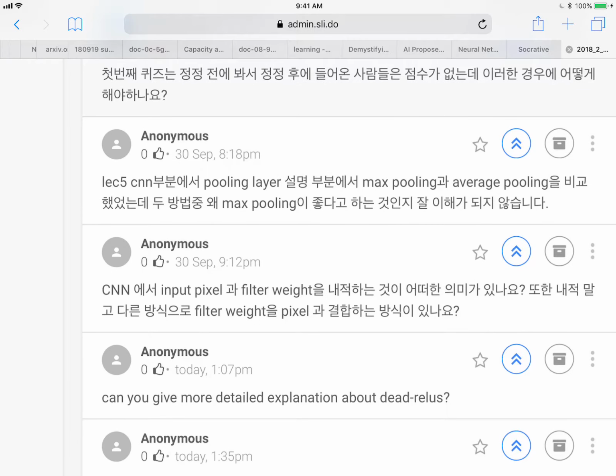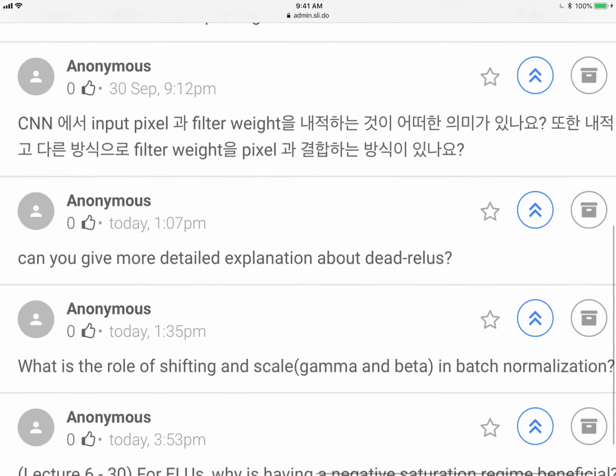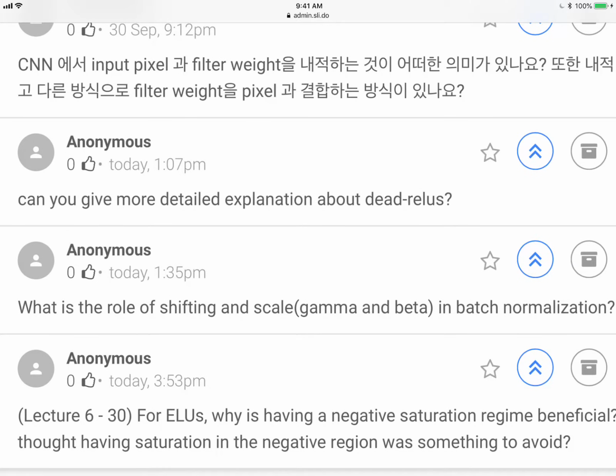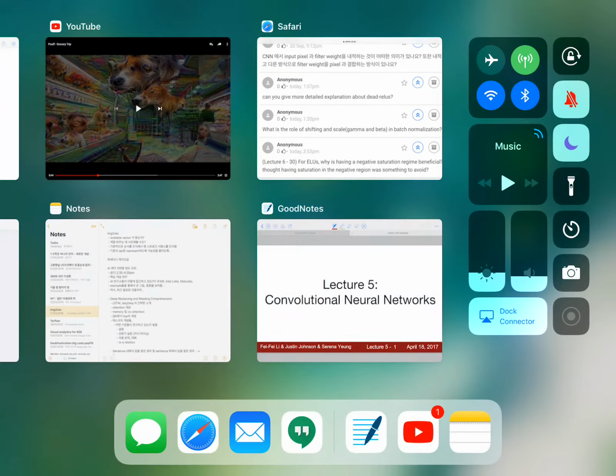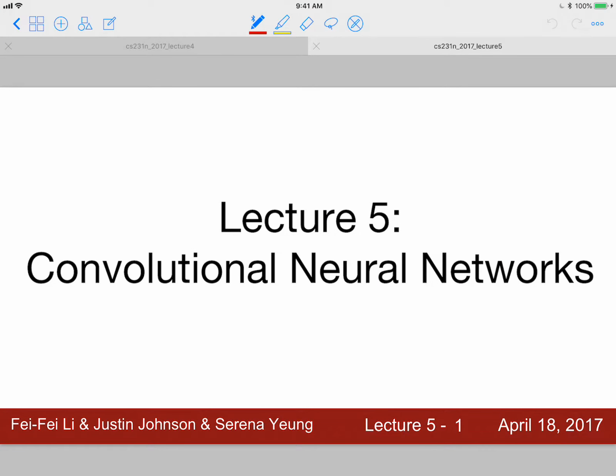Okay, so let me address this question about the inner product computation, mainly used in the CNN operation. Convolution is basically an inner product computation, right? And the intuitive understanding of the inner product computation is to compute the similarity between two vectors by using the inner product, okay?